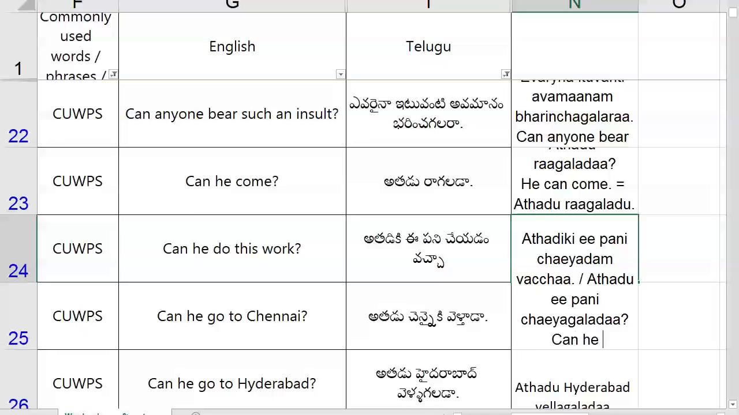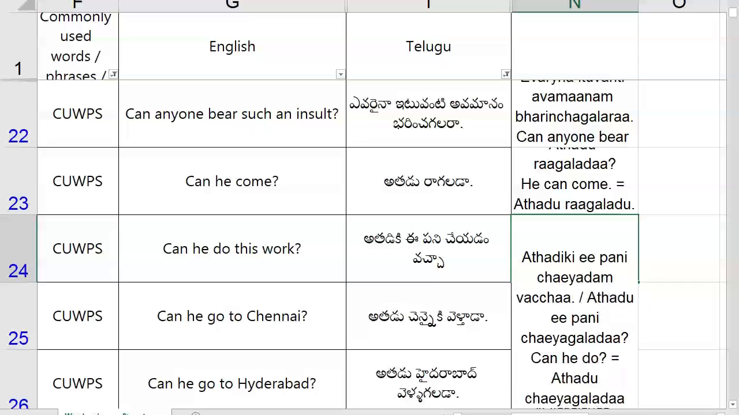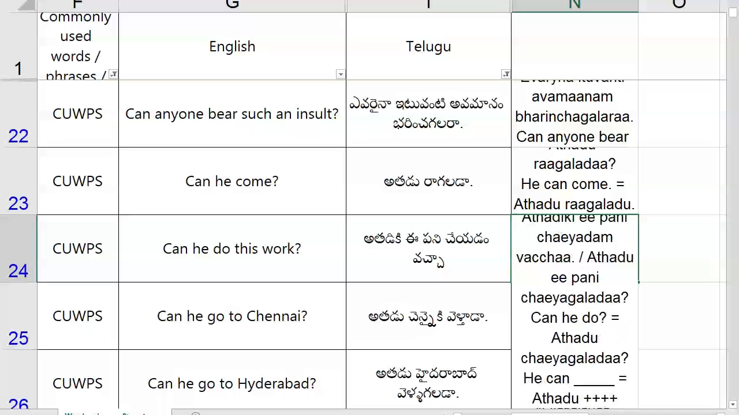Can he do? Can he do means అతడు చేయగలడా? So while practicing using this structure, you can make many sentences. What you can do, just write atadu. Okay, right. He can. I am leaving this blank space. In this blank space, you bring the commonly used verbs. Then you write here atadu, then the verb in base form. Usually in the base form, we end with u sound, but you need to change u to a sound, then add galadu.